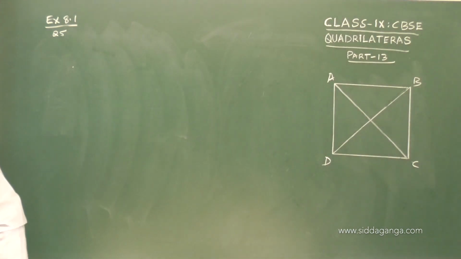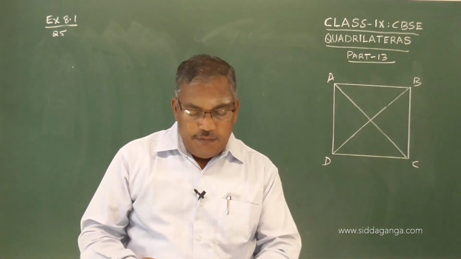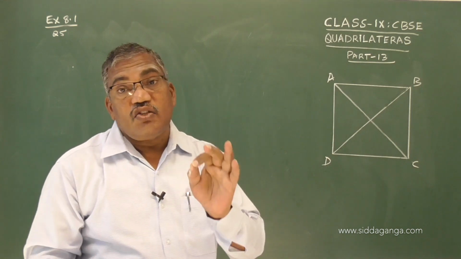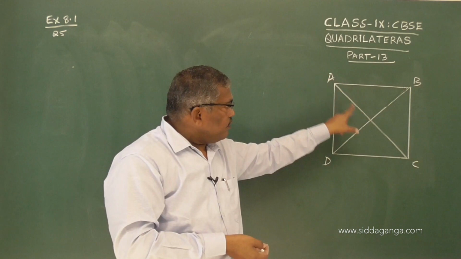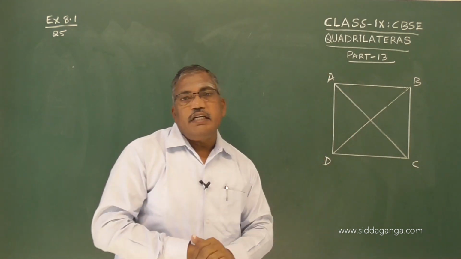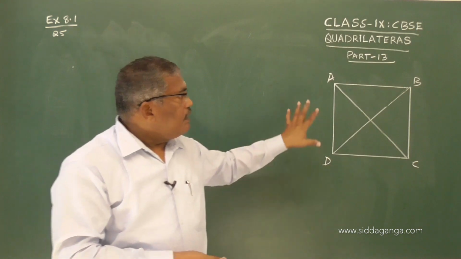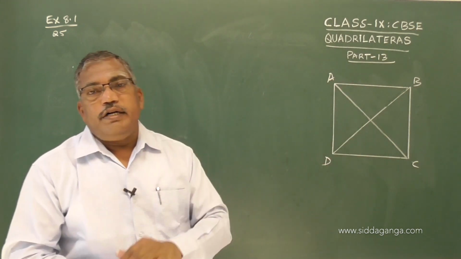See, kindly find out the difference between question number 4 and 5. In question number 4, it is given that it is a square, and we were asked to prove that the diagonals are equal and they are intersecting at right angle. So, in this case, what happens? They do not say it is a square, it is a quadrilateral.